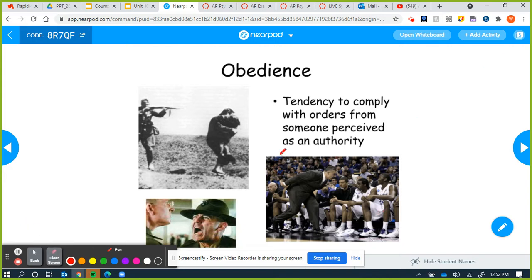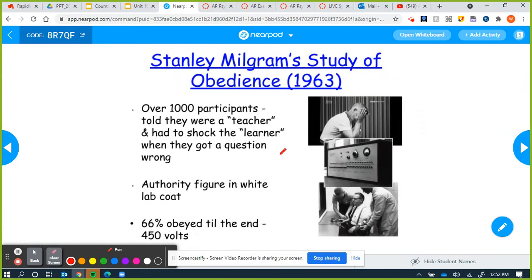So, famous experiment you need to know for obedience. One of the big three, the second one that was done. The first one's Asch, second one is this one, third one's the prison experiment. Stanley Milgram's study of obedience. And I think didn't we watch the video on this in the beginning of the year? Yeah. Okay.